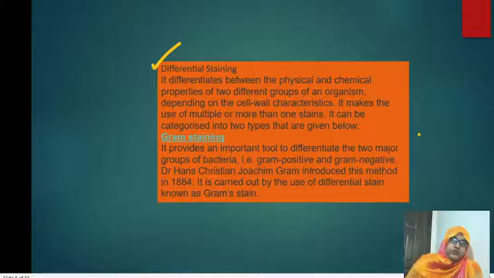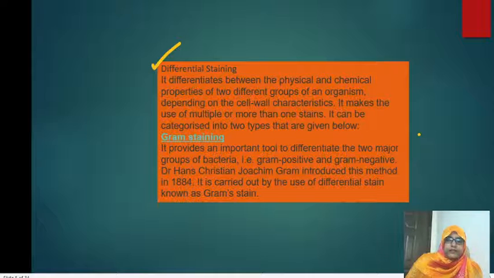As I told you, gram-positive bacteria contain more peptidoglycan in their cell wall and gram-negative contain less peptidoglycan in their cell wall. Gram-positive stain purple and gram-negative stain pink. How are they stained pink or purple? Due to the concentration, the quantity, of peptidoglycan in the cell wall.